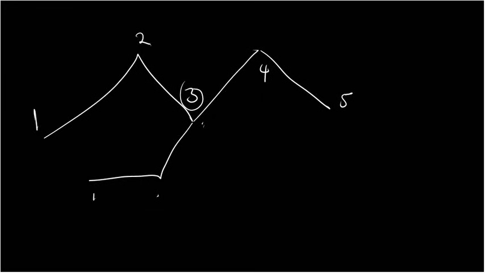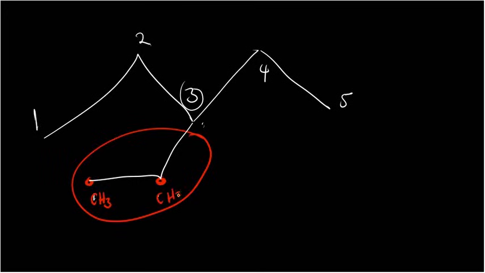Now, if I may ask you, what is the name of this branch? How many carbons are here? Here we have a carbon. Here again we have a carbon. So here it is CH3. This is CH2. So CH3 and CH2. What is this? This is what we call ethyl. Right? So we have discovered that the substituent name is ethyl.